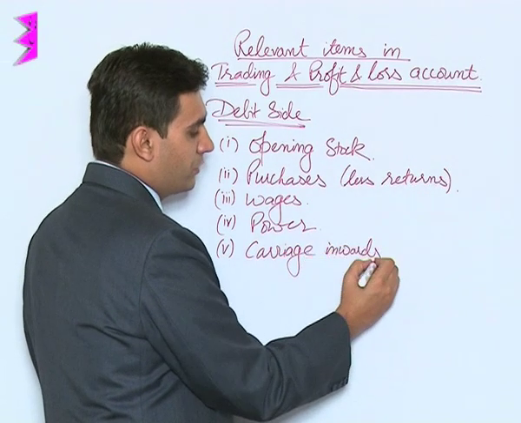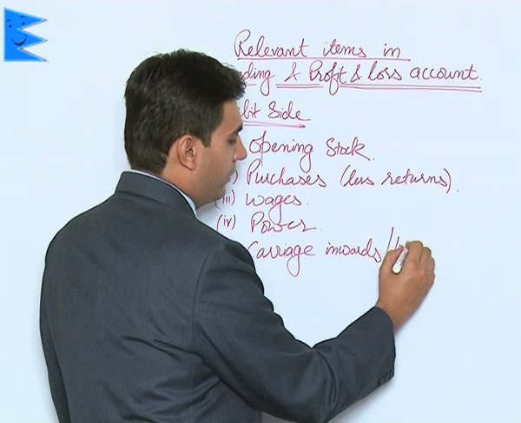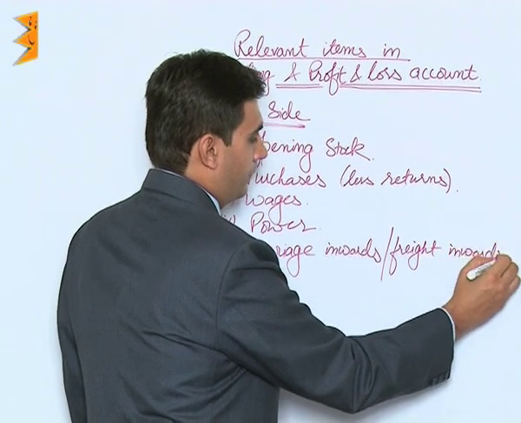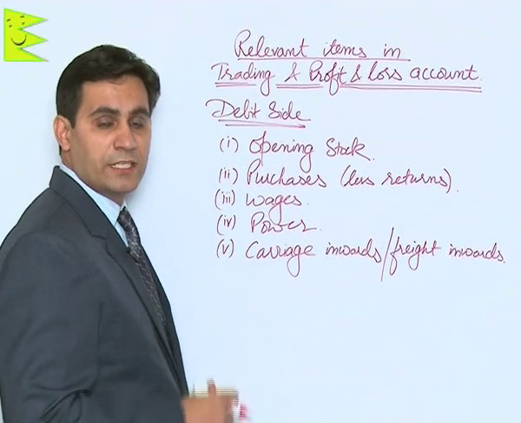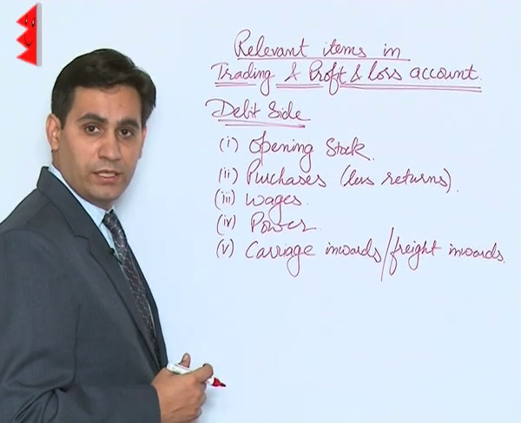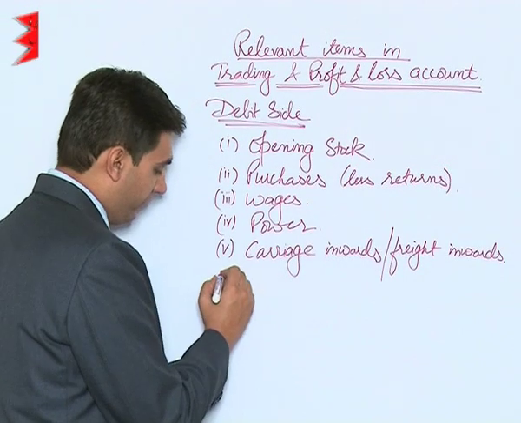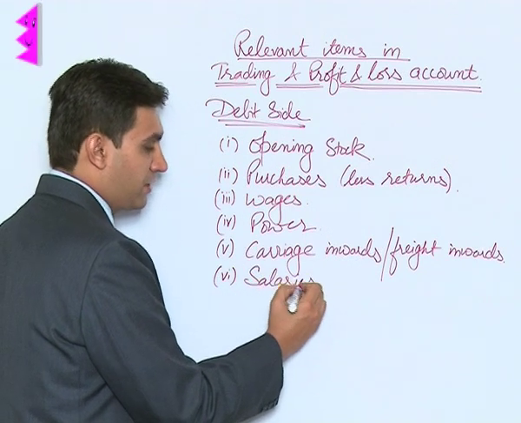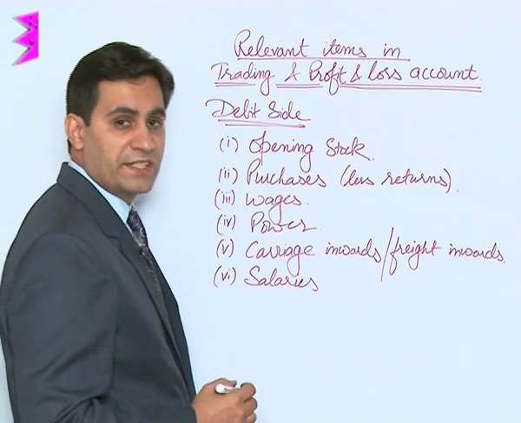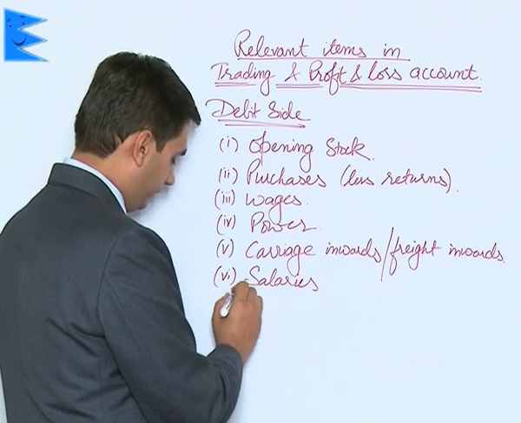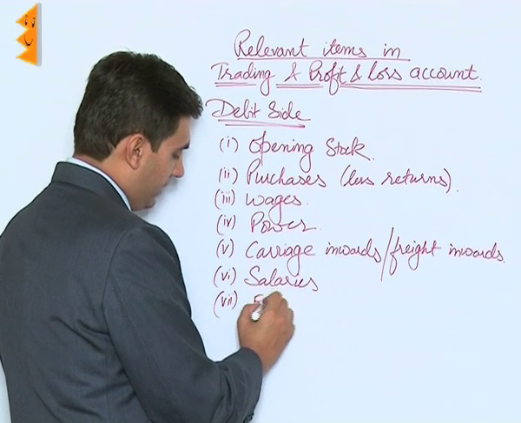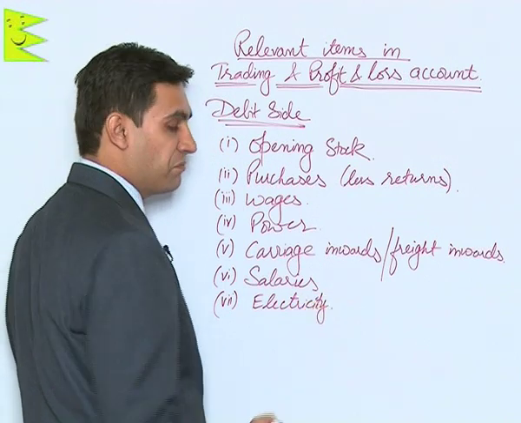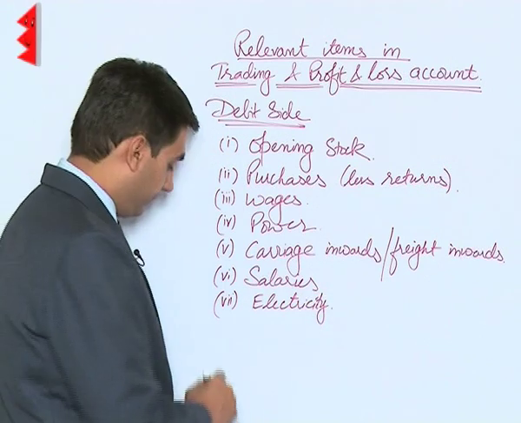There are various words to describe this thing. You can have it as freight inwards. It is an expense. Since it is an expense, it should be shown on the debit side. Then we have salaries, that is remuneration paid to office staff. Electricity, that is electricity power used in the office.